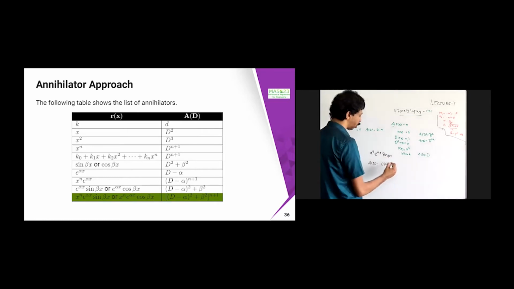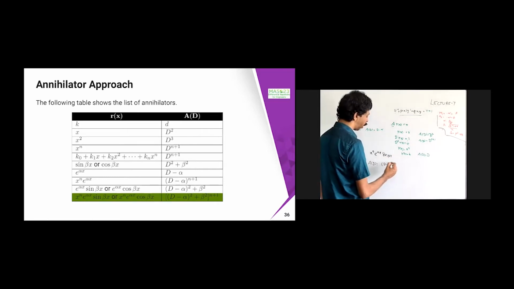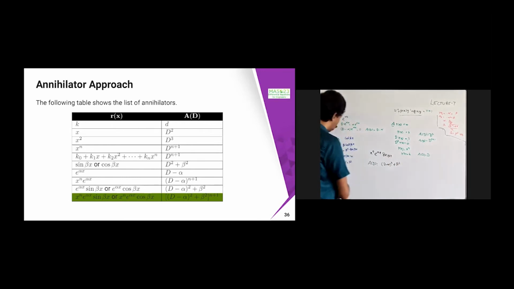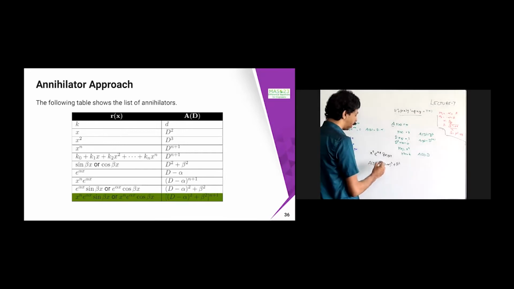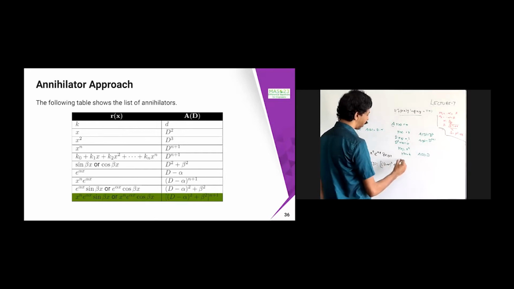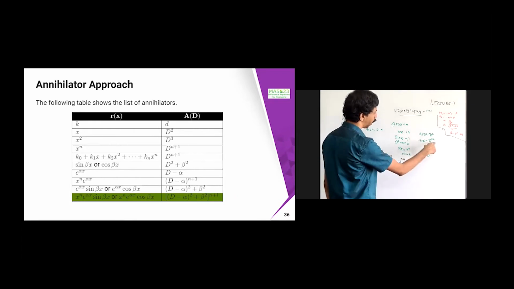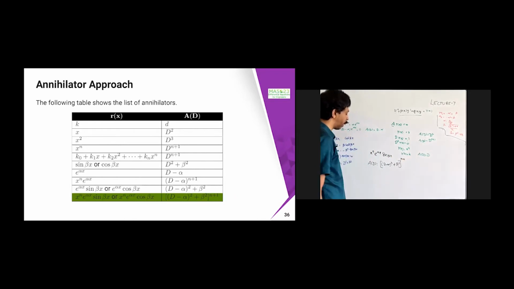So this is going to become, in this one, I'm going to get (D minus alpha) whole square plus beta square, because I have D square there. I have applied it on D power alpha, that I have squared, so (D minus alpha) whole square is going to come, and then we use it on the n, therefore it is going to become n plus 1, because of this x power D power n plus 1. This is going to come for the A of D.